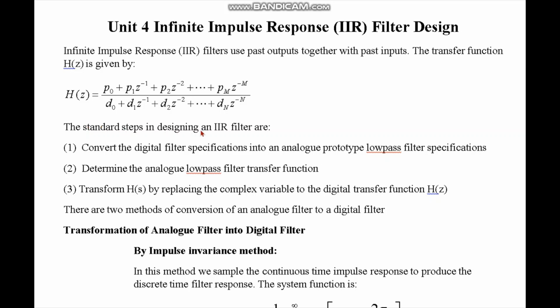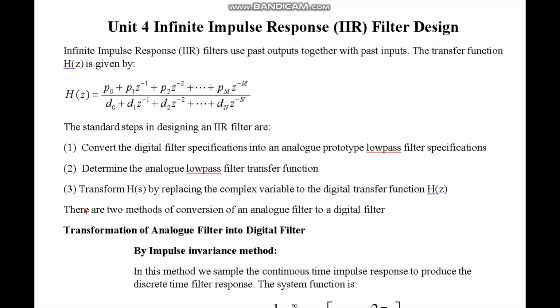The standard steps in designing an IIR filter are: first, we have to convert the digital filter specifications given in the numericals into an analog prototype low pass filter specifications. Then we have to determine the analog low pass filter transfer function, that is H of S. And in the last step, we transform H of S by replacing the complex variable to get the digital transfer function H of Z.